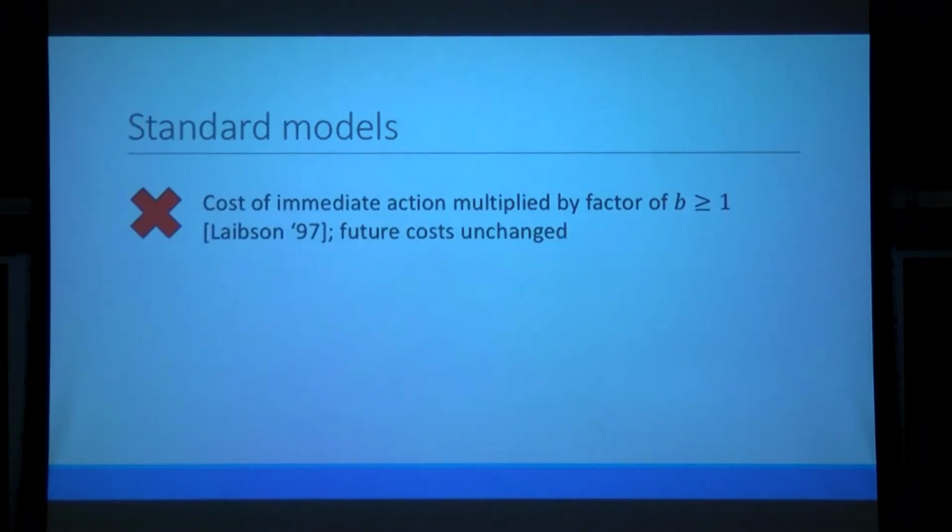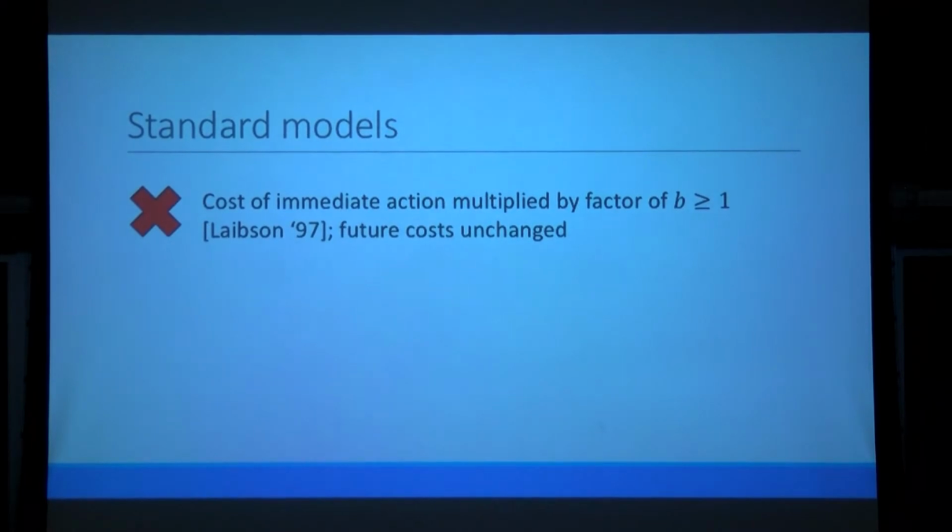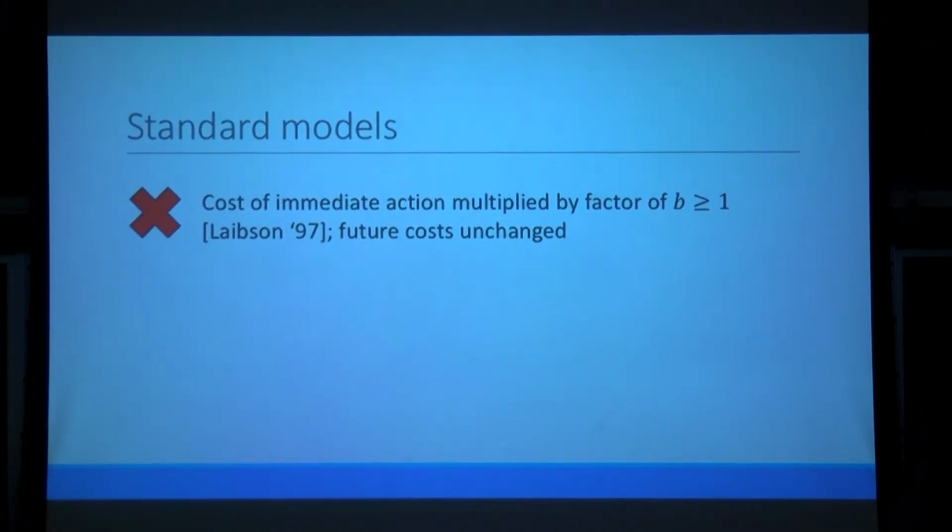So to talk about this, I need to give you a little bit more math. The standard model for procrastination and present bias is that the cost of the immediate action that you're going to take gets multiplied by some factor b larger than 1. This is consistent with quasi-hyperbolic discounting. And for those of you who are familiar with it, I'm going to assume that there's no discount factor, so future costs will actually remain unchanged.